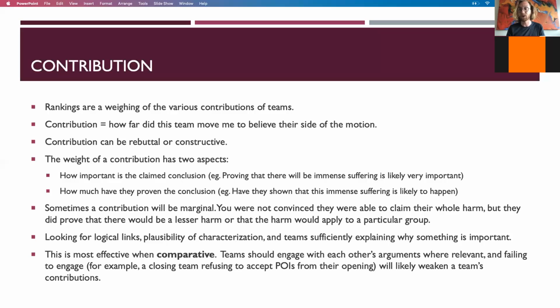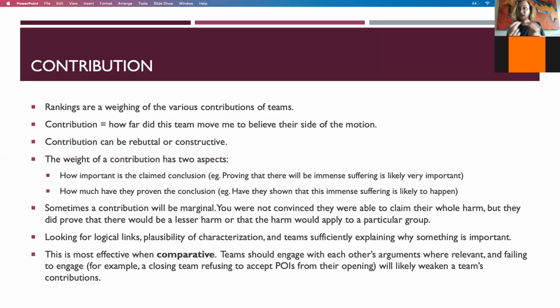So what we are looking for when we're seeing whether something has been proven is we look for the logical links between arguments, seeing that everything makes sense, seeing that A connects cleanly to B, looking at the plausibility of their characterization. Do you think the average reasonable person is going to believe the types of claims that are made that are the baseline of those arguments? And when teams sufficiently explain why something is important to you, obviously some things will be intuitively very important, but some other things will require more work done. And teams that explicitly do that weighing for you will likely reflect well on them when it comes to the rankings.